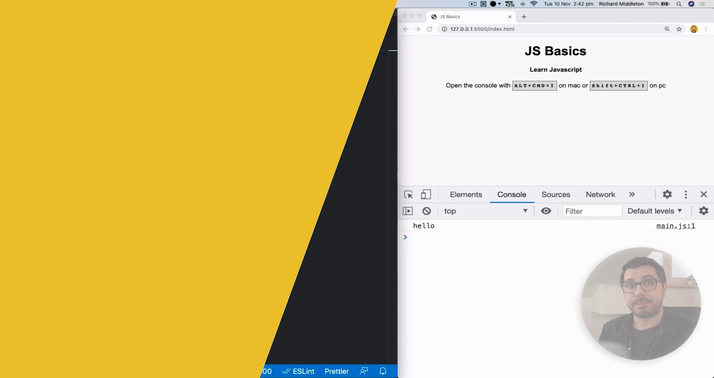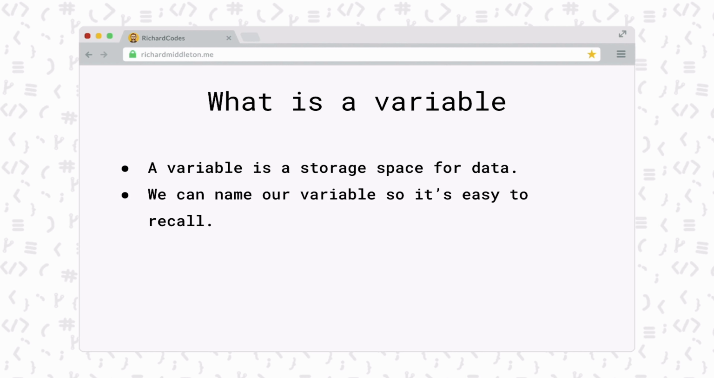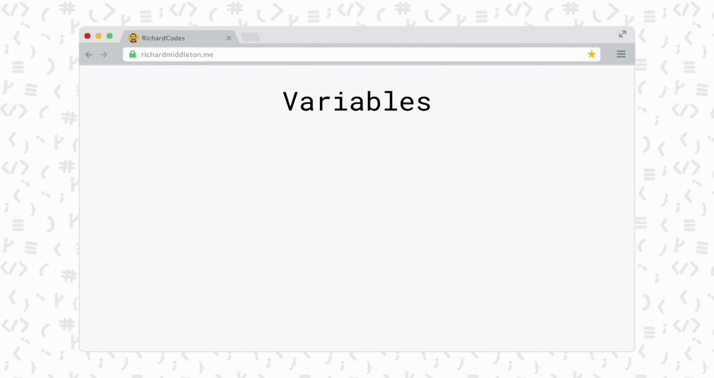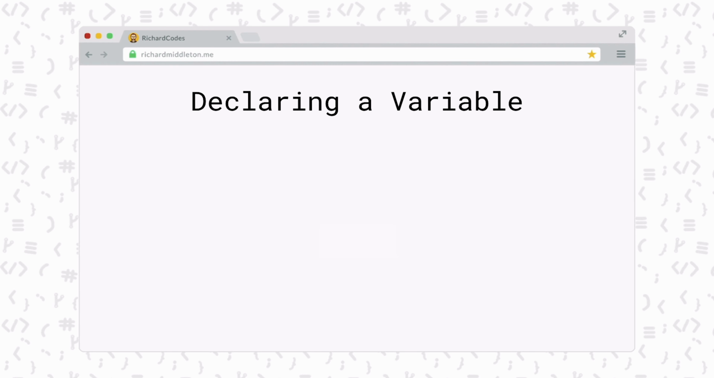Okay, so variables are the first things we need to grasp in JavaScript. Now a variable is kind of like a storage space for data, which we can name so it's easy to recall. So you can think of a variable as a box for some data. That box has a label on it telling you what's inside. Now in JavaScript, there's a few ways we can create variables, or declare them.